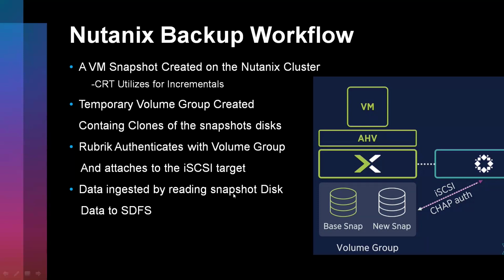And once the snapshot is created, it is stored in a temporary volume group created, and then Rubrik authenticates with the volume group and attaches to the iSCSI target. Once data is ingested by Rubrik, the new snapshot will be removed from here. So this is the Nutanix backup workflow in Rubrik.